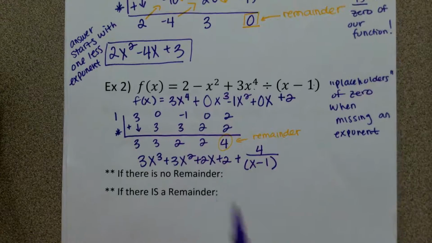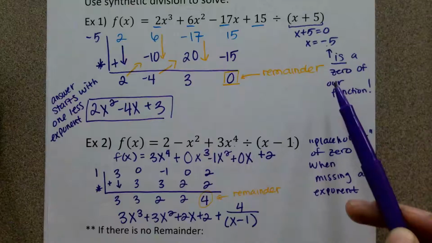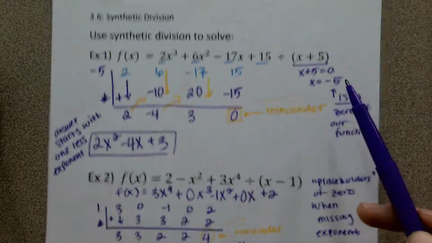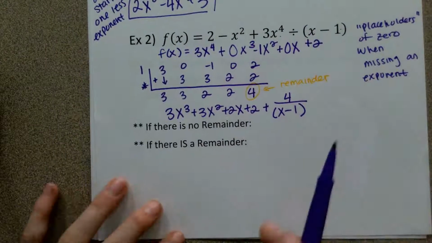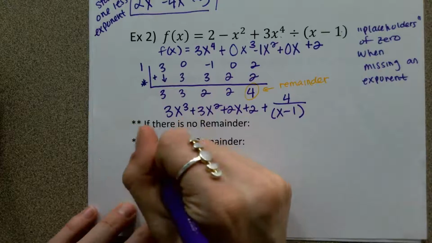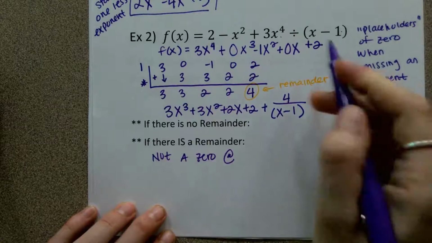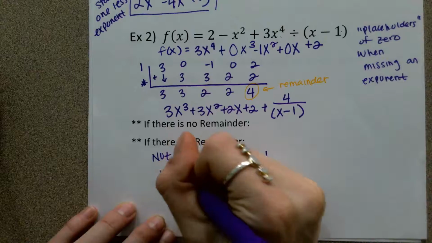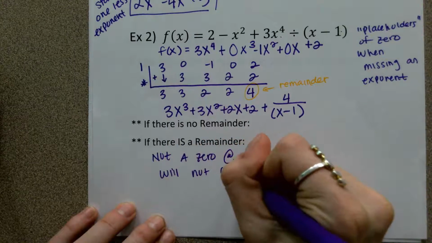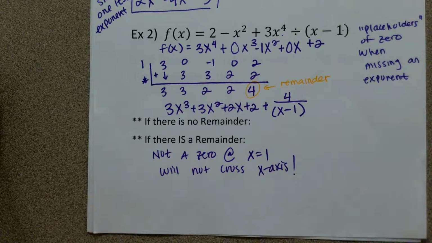If there is no remainder, then it is a 0 of our function. So my graph will cross at x equals -5. If there is a remainder, then it is not a 0 at, in this case, x equals 1. It will not cross the x-axis. Once again, we'll get more into that later, but I just want you to see that.